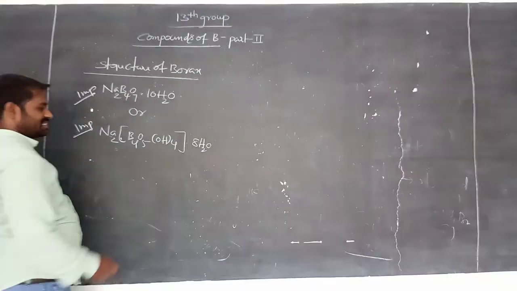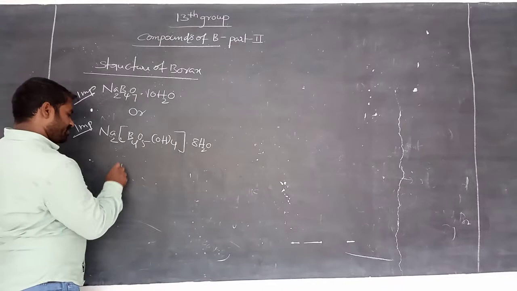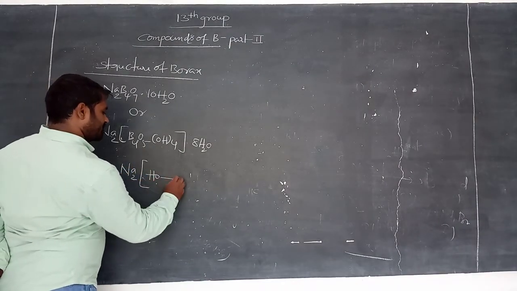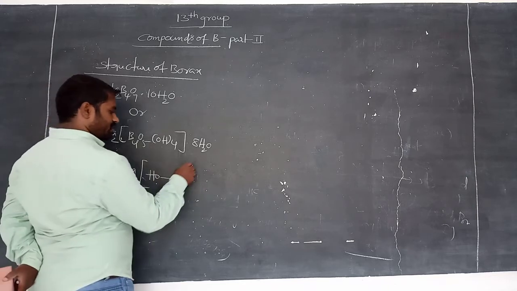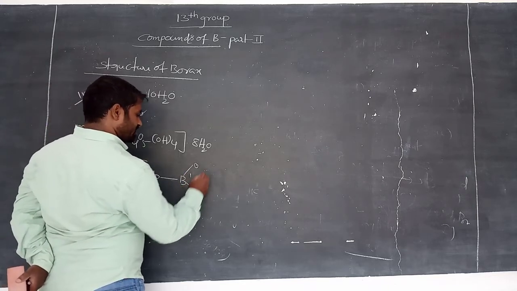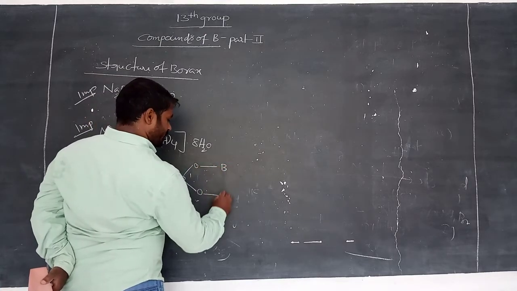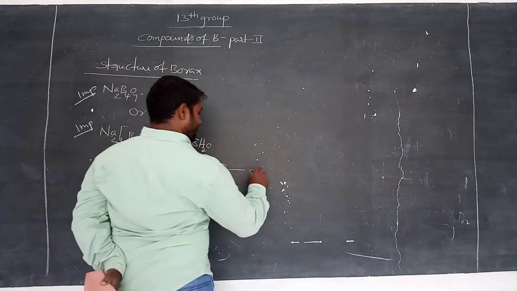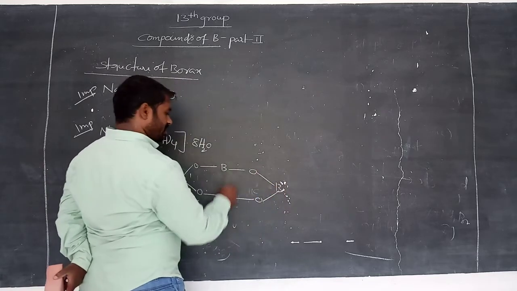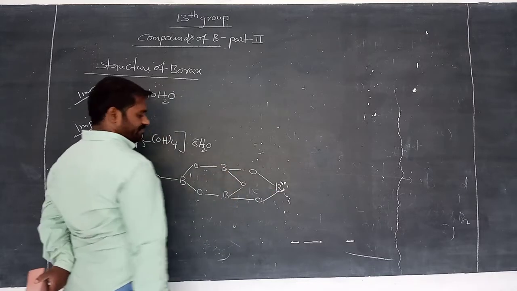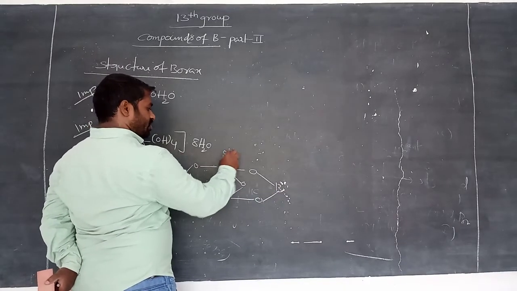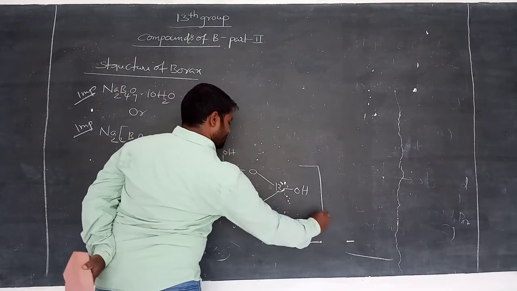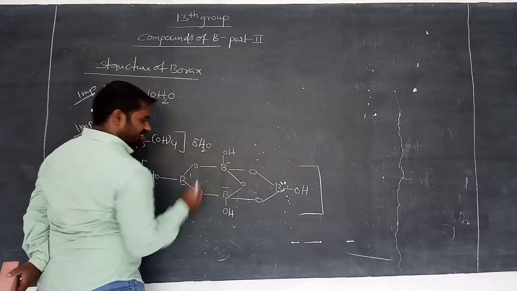Okay, the structure of this one is Na2. This is boron. This is oxygen. This is oxygen. This is boron. This is oxygen. This is oxygen. And again these two are bonded with boron. These again with boron. Okay. And this one is OH, this one is OH, and this one is OH. Here keep minus. Okay. Why?